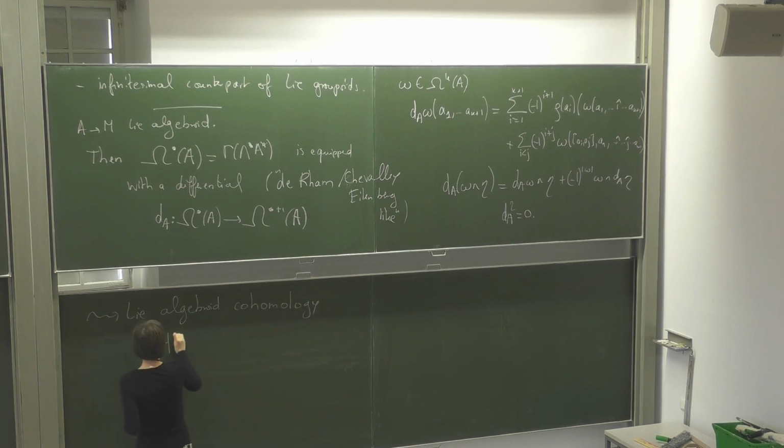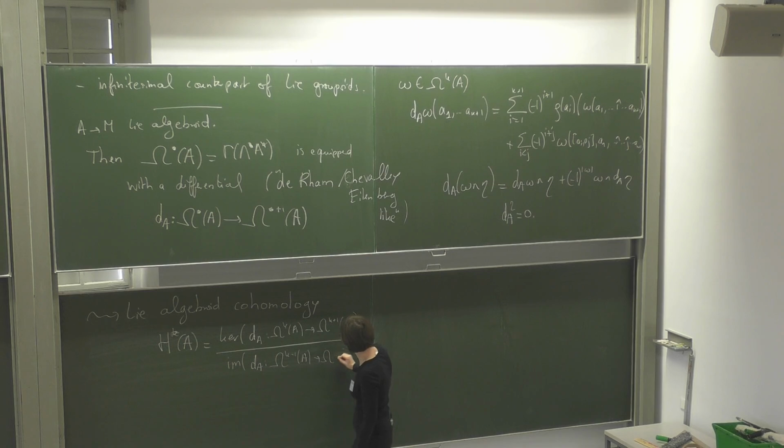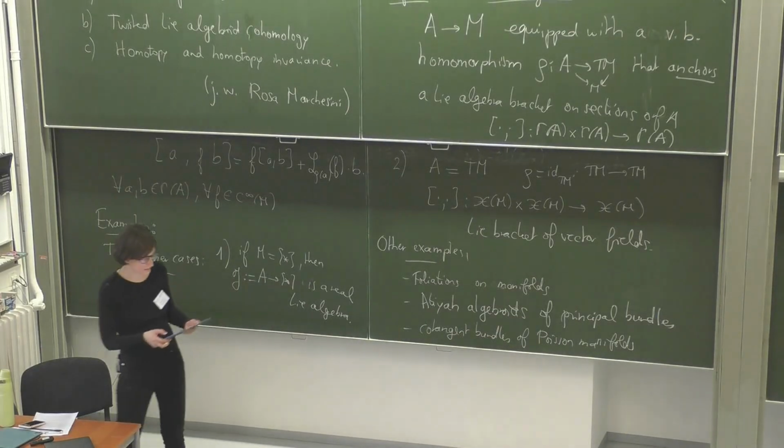So H bullet A, or let's write the case k. That's the kernel of d_A on k-forms, divided, modulo the image of d_A on (k-1)-forms. And again, this copies the de Rham cohomology of a manifold and the Chevalley-Eilenberg cohomology of a Lie algebra.